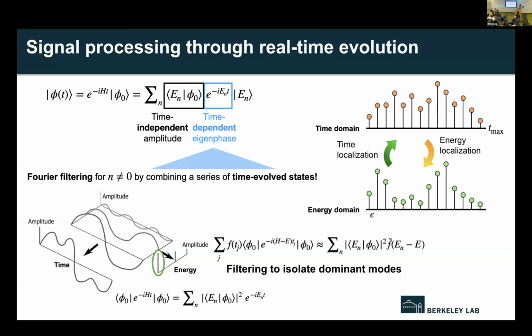For example, a window Fourier transform, which is shown here, can be used to isolate the dominant eigenphases in the time signal. Here F is a window function in the time domain, and F tilde is the Fourier transform in the energy domain. If F and F tilde are both sufficiently decaying, meaning their decay is rapid enough, then the location of the spectral peak can be identified pretty efficiently by classical processing.